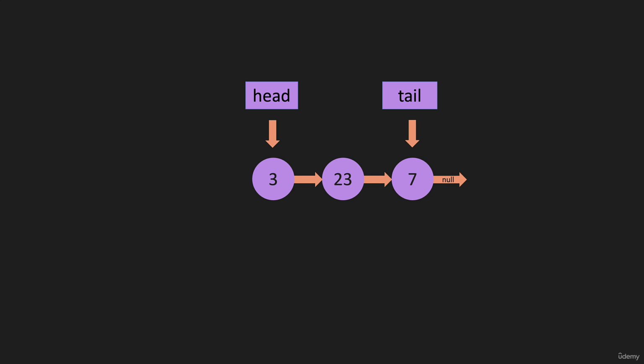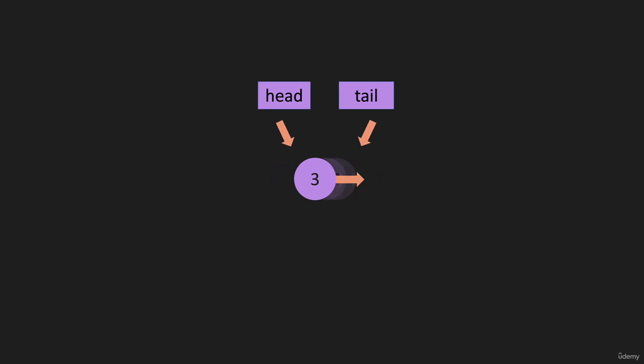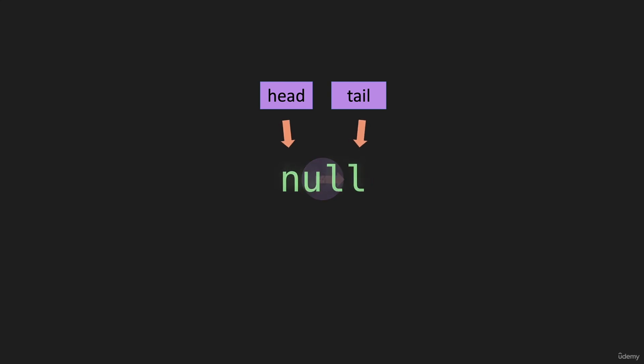So we have a couple of other scenarios that we have to code for. The first one being if we only have one item in the linked list, and the other one being if we don't have any items in the linked list. So if you want to code this, go ahead and pause the video here and give it a shot.